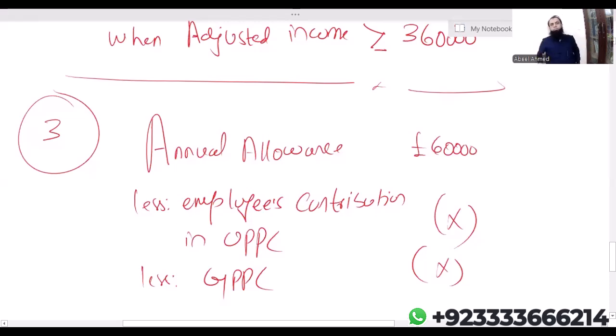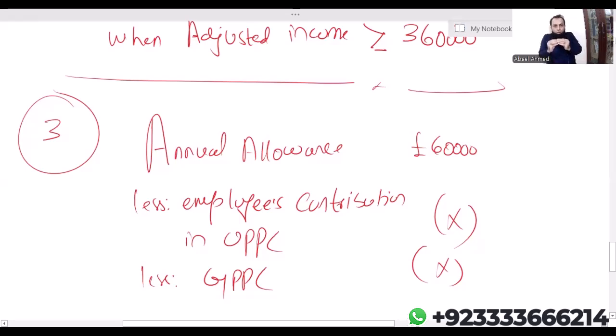Next point. According to HMRC, there is a limit on the annual allowance of pension. Annual allowance of pension means how much an individual can contribute, and that is 60,000. But the limit of 60,000 applies from tax year 23-24 onwards. Prior to tax year 23-24, it was 40,000. Now listen to me carefully.